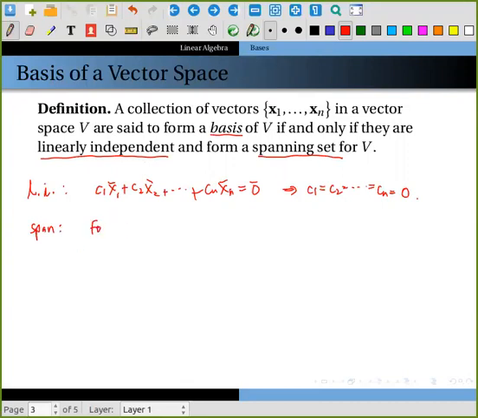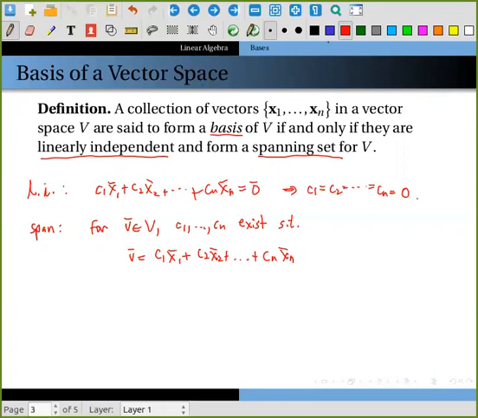And this says that for any v in the vector space V, we can find coefficients, c1 through cn, which exist and make v a linear combination of these vectors, what we're going to call the basis vectors, x1 through xn. So they exist such that v can be written as a linear combination: c1 x1 plus c2 x2, etc., all the way up to cn xn.